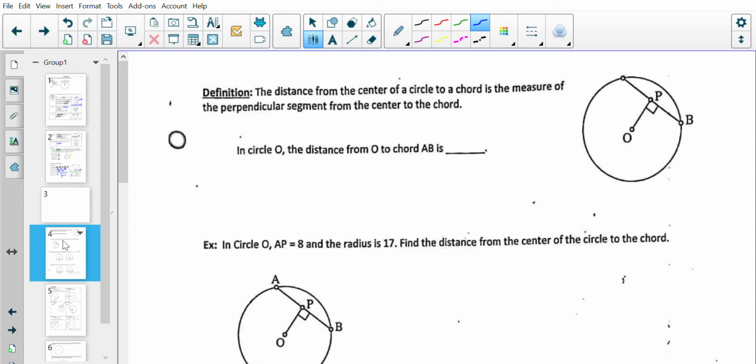Okay, definition. The distance from the center of a circle to a chord is the measure of the perpendicular segment from that center to the chord. Okay, what is this saying? It's saying, let's say I have chord, I think this got cut off a little bit. Let's call that point A. But if I have chord AB and I want to find the distance from AB to the center, what I would create is a segment from O to AB, but it would have to be perpendicular. And whatever the length of that perpendicular is, that's going to be the length or the distance from the center to the chord.